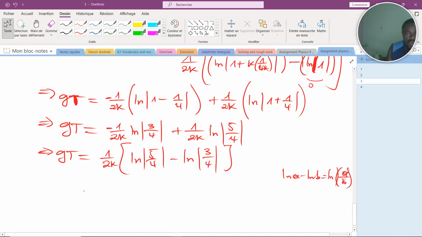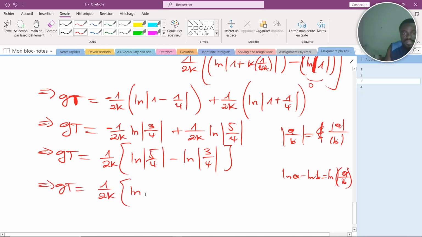So here we are going to have, and recall also that the absolute value of A all over B is equal to the absolute value of A all over the absolute value of B. Is that okay? So this implies G capital T will be equal to 1 all over 2k into ln of the absolute value of 5 all over the absolute value of 4 divided by the absolute value of 3 all over the absolute value of 4. Is that okay? So this is what we're going to have.